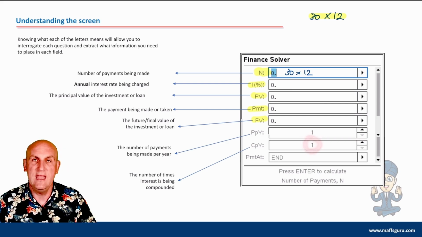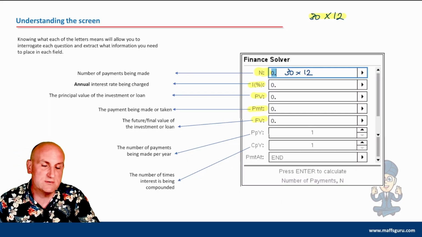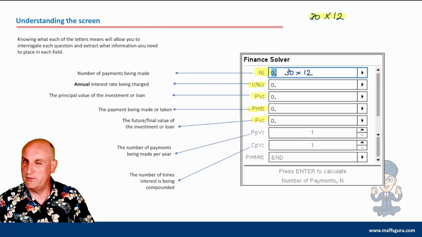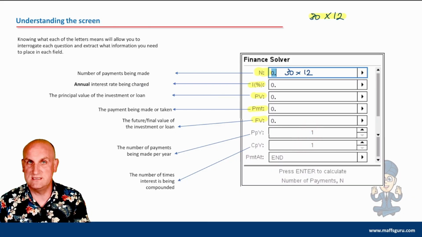And CPY, how often is interest compounded? Now again, for the questions you've done previously, you'll go, oh, that's okay, it's 12, it will say monthly. Yes. And in Victoria, generally speaking, I'm covering myself a little bit here, but in Victoria, those two values will always be the same.